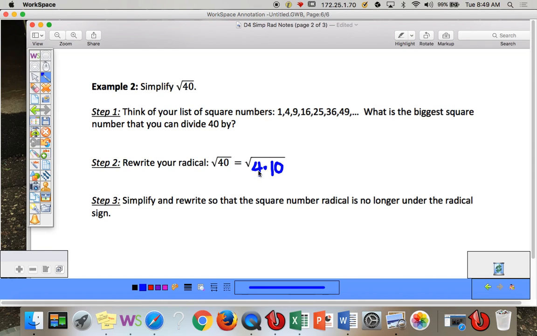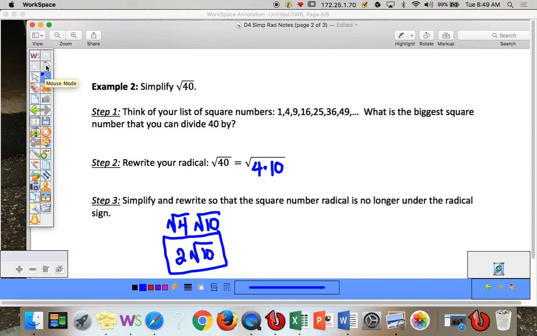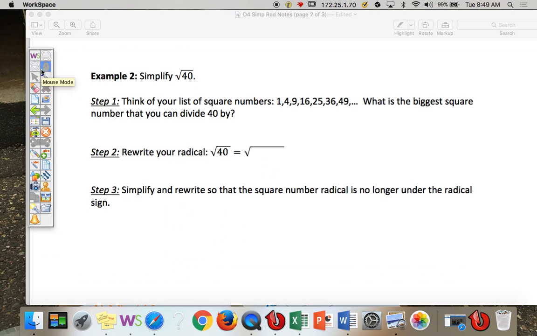So let's write our perfect square first. Let's simplify and rewrite. So we're going to pull this apart. Square root of 4, square root of 10. And then we're going to simplify the square root of 4 as 2 square root of 10. And there's your answer. Okay, so it's pulling out the biggest square number and leaving the rest underneath.